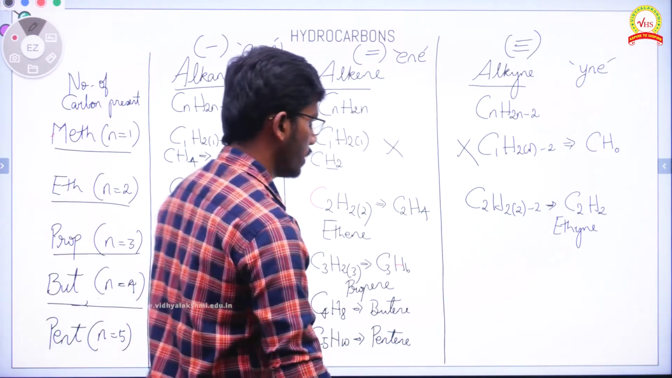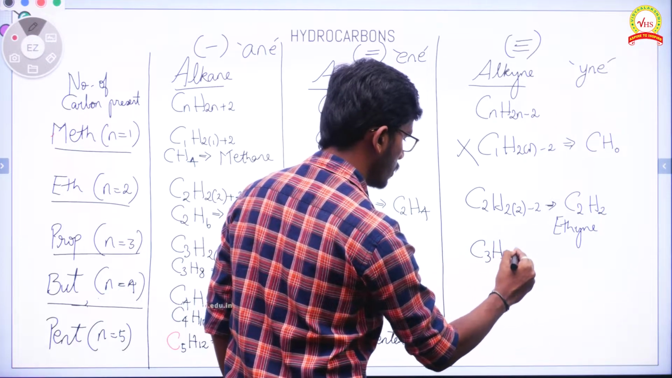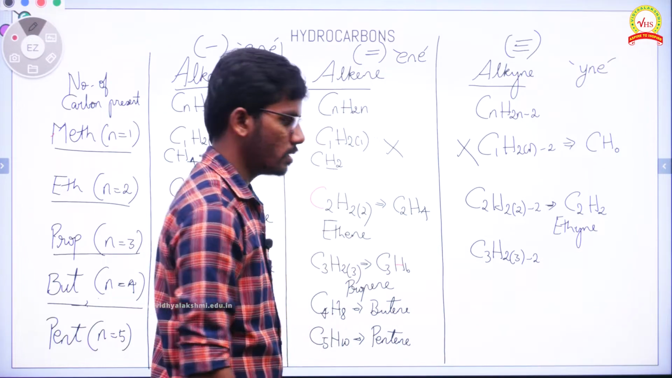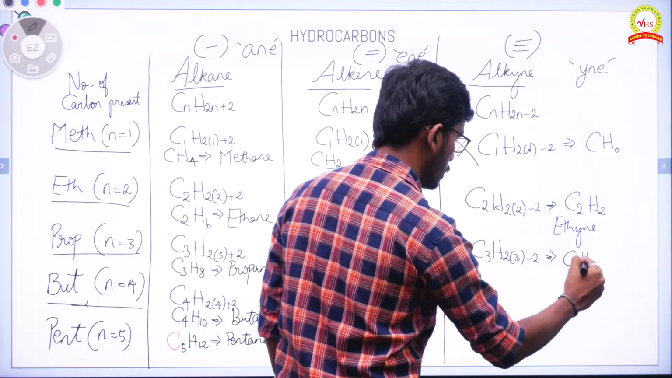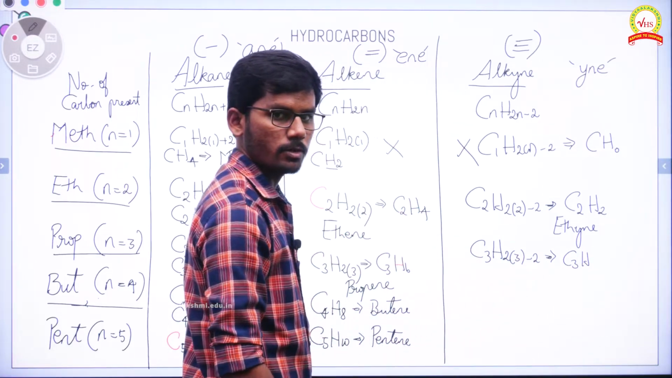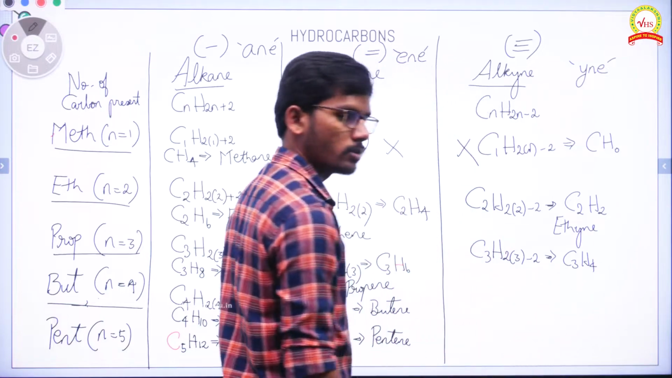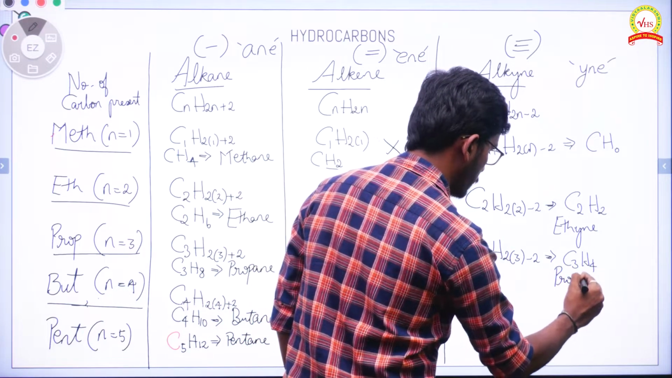Okay, fine. Next, 3 carbon atoms, C3H2 into 3 minus 2. Okay. So C3H, 2 3s are 6 and 6 minus 2 is 4. So C3H4, and the name for this compound is going to be propyne.